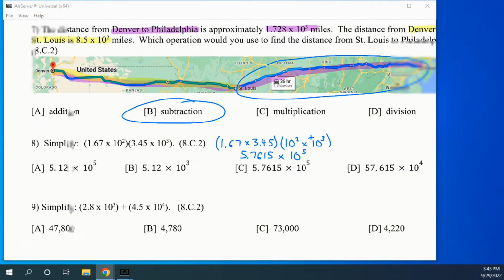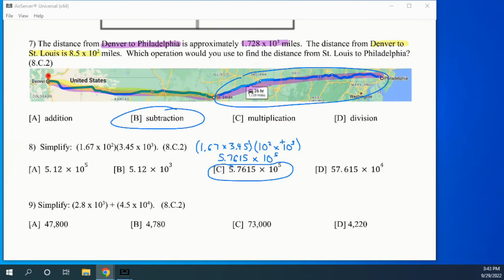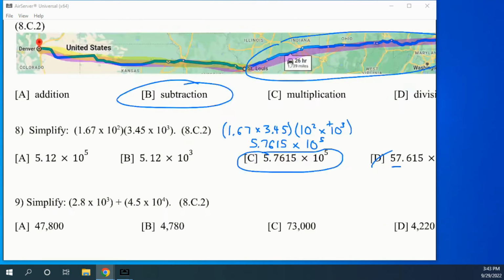So it's going to be C. That is the correct solution. Sometimes it helps to eliminate what you know is incorrect. If it wants us to put this in scientific notation, D is definitely out because 57 is not between 1 and 10. So sometimes that helps you eliminate some of the choices and narrow down what you have available to you. So there we go. All right, next one.